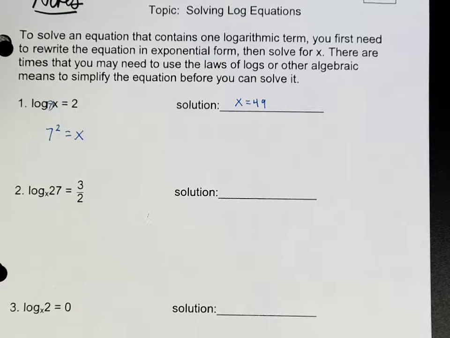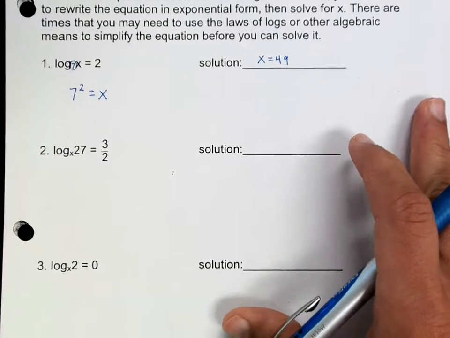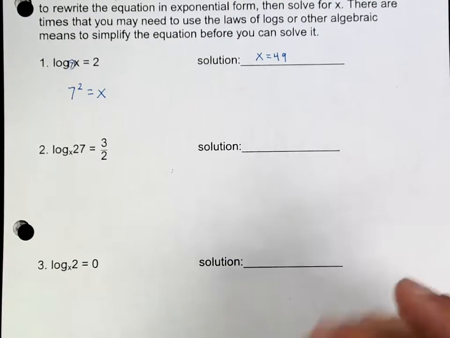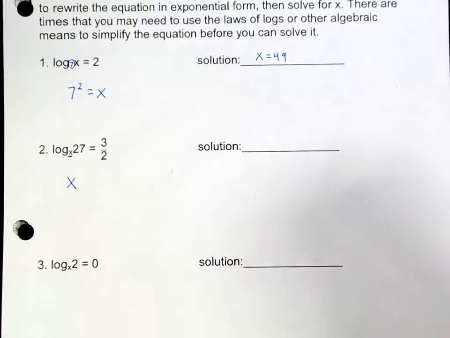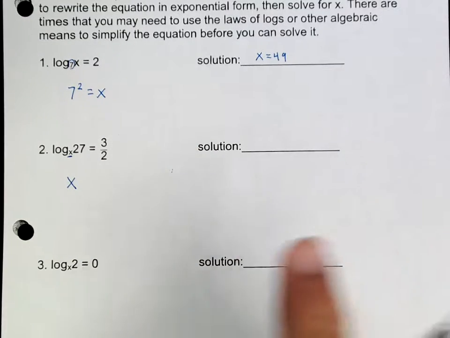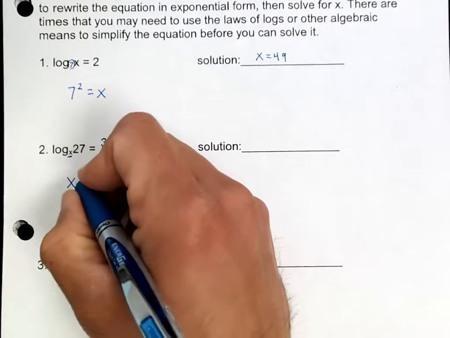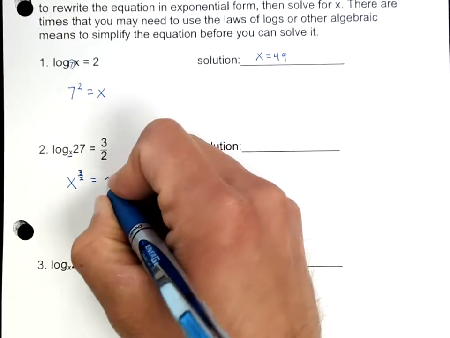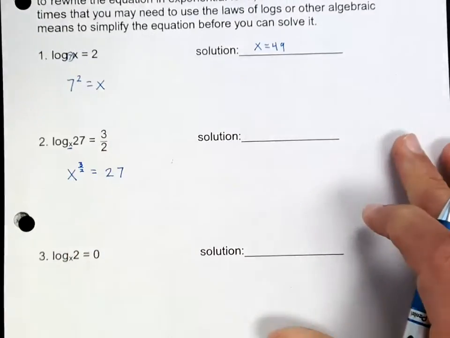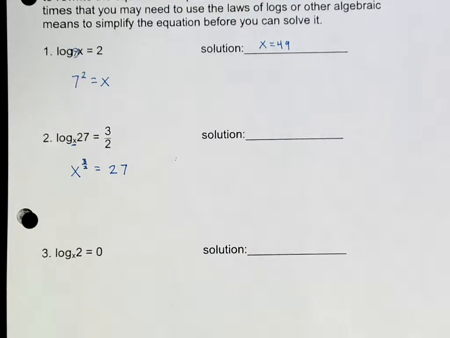So the very next one is the same thing. If you already have one logarithm and one number on the other side, you're going to do the same thing. Now this one's going to require a little bit more work. Remember, this right here is the base of your exponent. Okay, and then now you're going to switch the 27 to 3 halves. So this is going to be x to the power of 3 halves is equal to 27. Now this one is going to require a little bit of work on your part to solve.